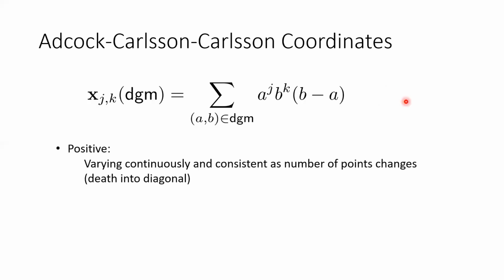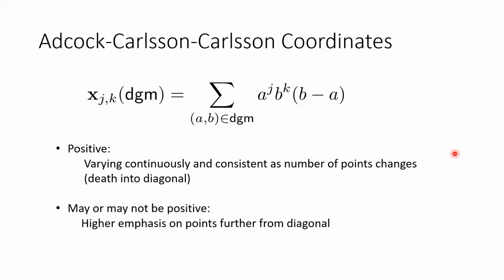Then the positive side of these features is that they vary continuously and consistently as the number of points change, right? So if you start to add points to the diagram slowly from the diagonal, moving them up from the diagonal, then this is going to change continuously because of this factor. What is debatable is whether or not it is positive is that it disproportionately weights the value of points with high persistence. And there are now several examples where we've seen that for classification tasks, the points that are far away from the diagonal are not necessarily the ones that carry most of the information. So this may be a positive or a negative depending on the application.